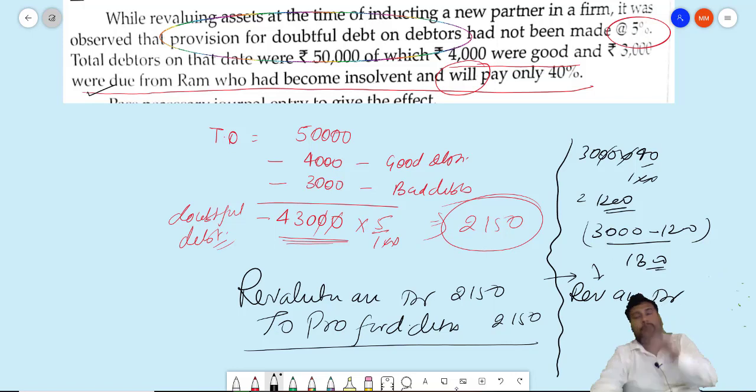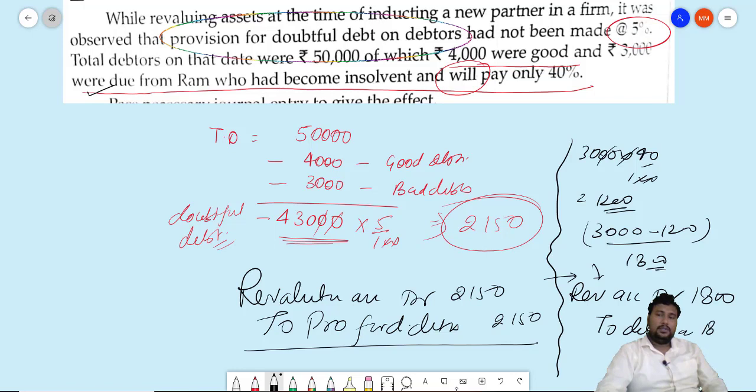Why are we passing revaluation debit? Because again, it is a loss. And I told you at the time of revaluation entries, whenever there is a loss because of revaluation, revaluation will be debited, by 1,800. And our debtors decrease. Debtors are assets, assets are debit, and when assets decrease, it is credited. So, to debtors account 1,800. So this is the concept about good debtors, bad debtors, and doubtful debtors. Always remember, the provision for doubtful debtors will always be calculated on the doubtful debtors, not on good, not on bad.